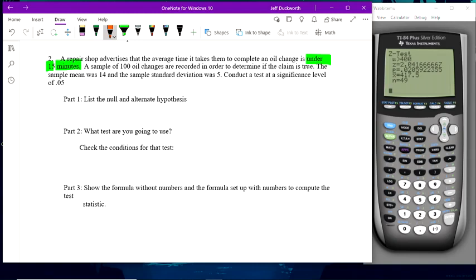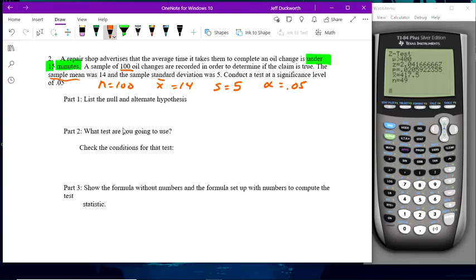So let's just write down some of the things we know. First of all, n equals 100. That's this 100, the sample size. X bar, the sample mean, is 14. We don't have sigma, but we do have s. s is the sample standard deviation, and that is 5. And finally, our significance level is alpha, so that's 0.05. Those are the things we need to know in order to do this.